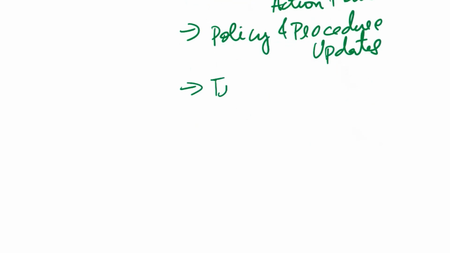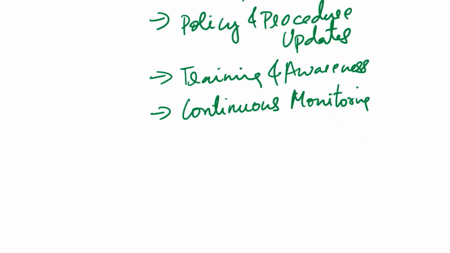Next, training and awareness. Recognizing the importance of user awareness, I recommended and facilitated training sessions for employees on the updated policies and procedures. This aimed to ensure that everyone understood their roles in maintaining compliance. Next, continuous monitoring. To prevent recurrence, I advised the implementation of continuous monitoring mechanisms such as regular access reviews, ongoing policy assessments, and periodic drills to test the incident response plan.